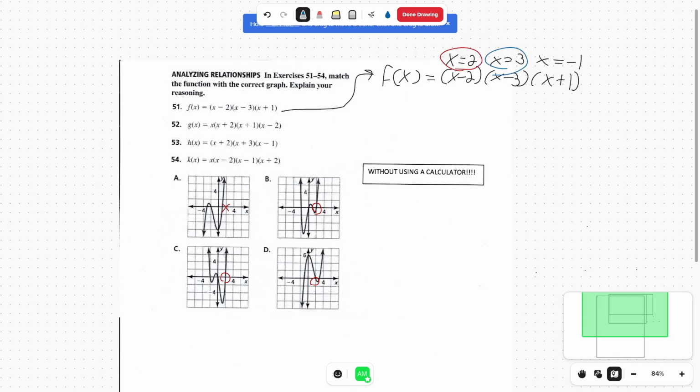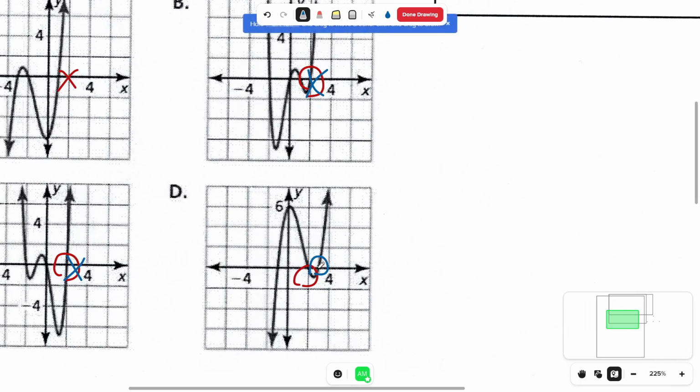Next, we need to look for x equals 3. B does not have one. C does not have one. And D, it does have one. It's really hard to see, but if I zoom in, you can see it right there.